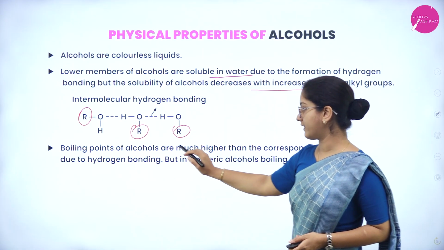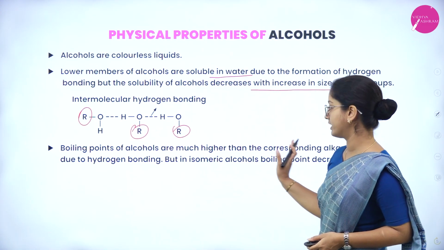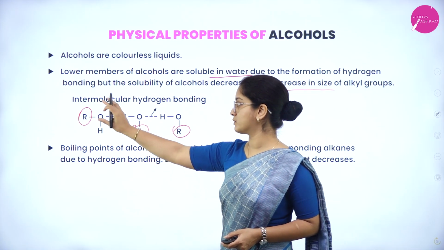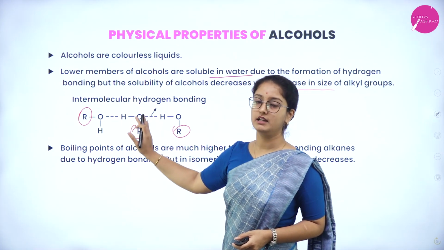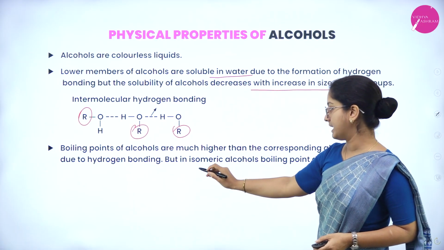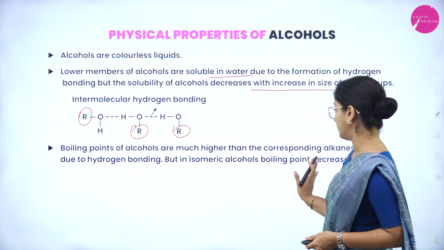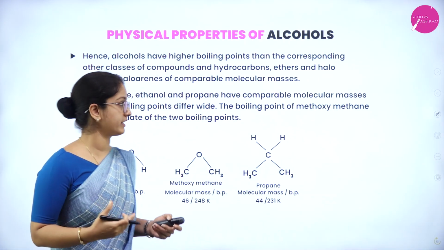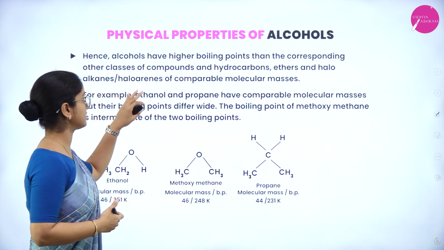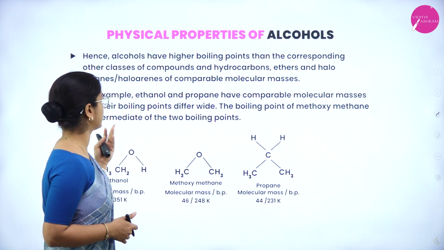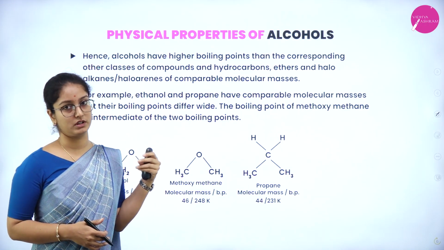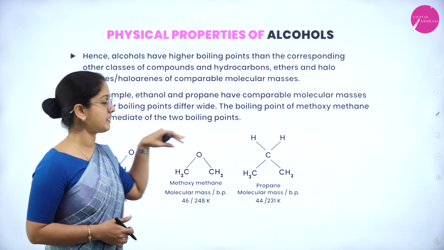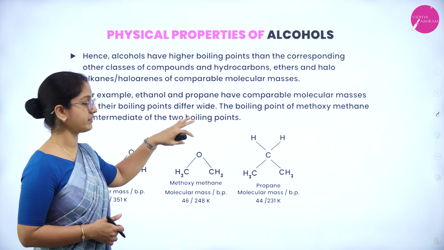The boiling points of alcohols are much higher than the corresponding alkanes due to hydrogen bonding. Here is the hydrogen bonding between the electronegative atom and the hydrogen atom. But in isomeric alcohols, boiling point decreases. Hence alcohols will have higher boiling points than the corresponding other classes of compounds, haloalkanes and haloarenes, of comparable molecular masses. For example, ethanol and propane have comparable molecular masses, but their boiling points differ widely.